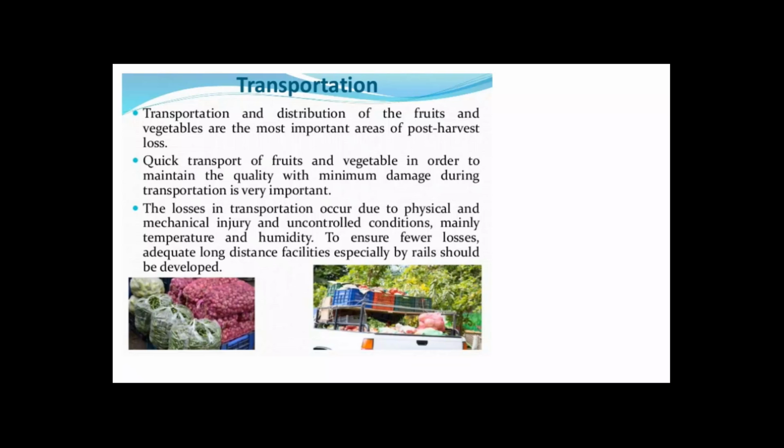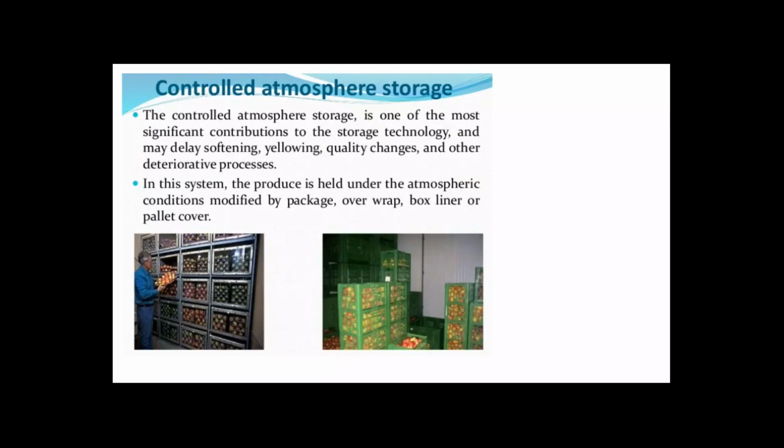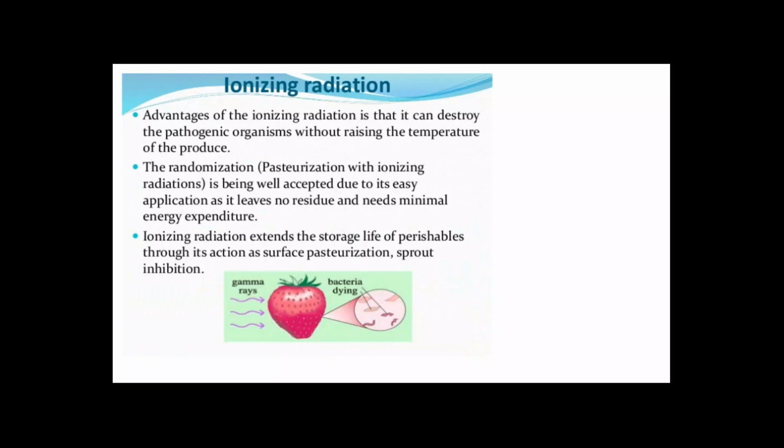How we transport it is also important. And then effective marketing so that the produce sells fairly soon after being harvested is important. And how we control the outer atmosphere. Ionizing radiation. You can use gamma rays, for example, on fruit or strawberries, and it kills bacteria.